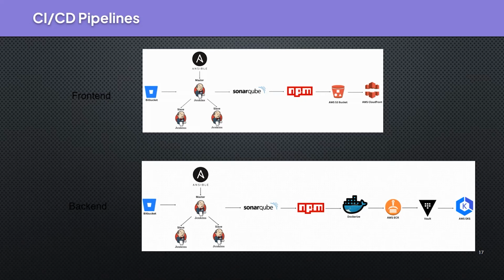SonarQube for quality assurance. Also, we deploy the main branch to the production environment. Then the pipeline will create a Docker image for the application and push the image to ECR. Also, the pipeline retrieves the environment variables from the vault. Finally, the pipeline will execute the kubectl commands to deploy the application on the EKS cluster.